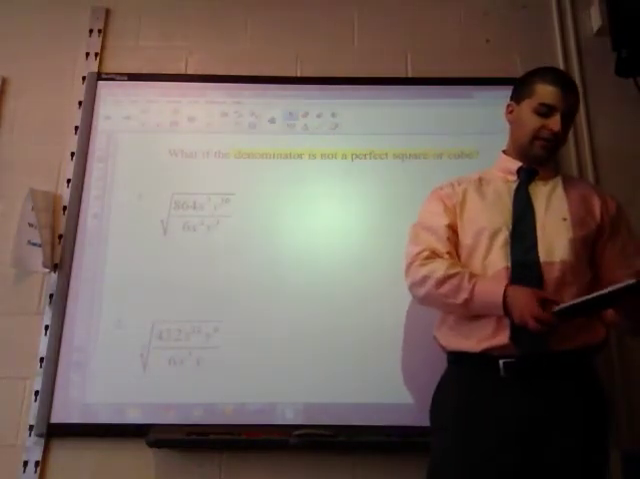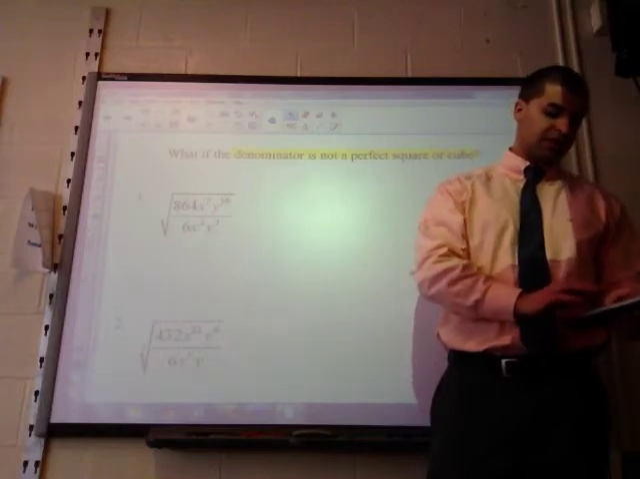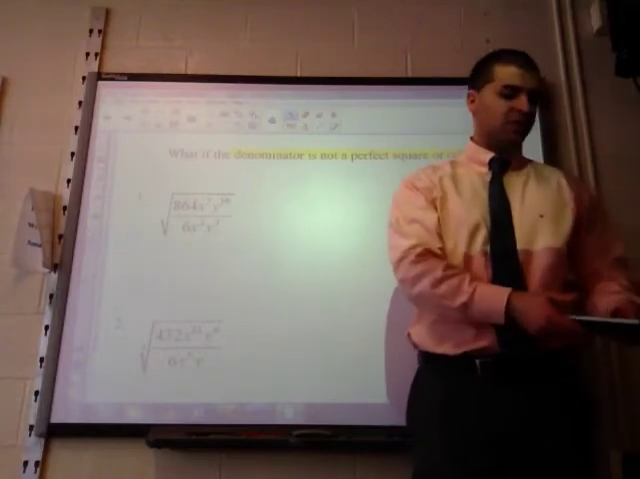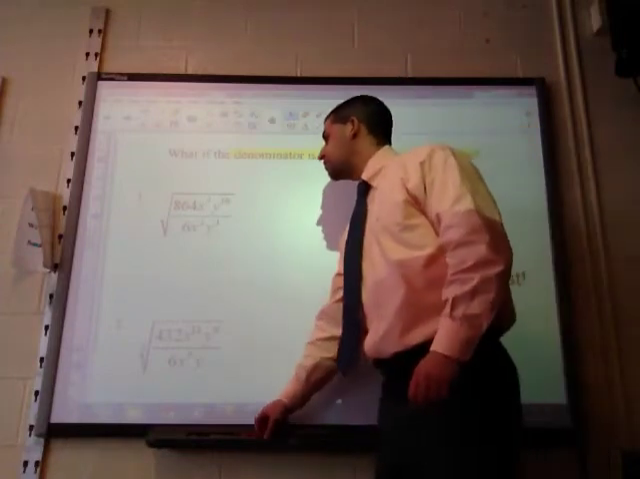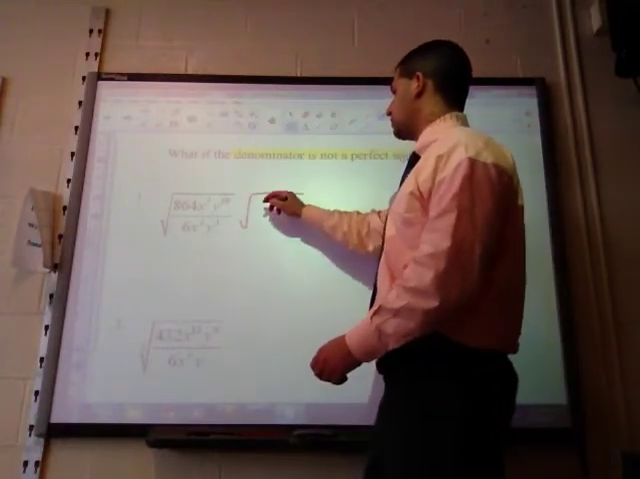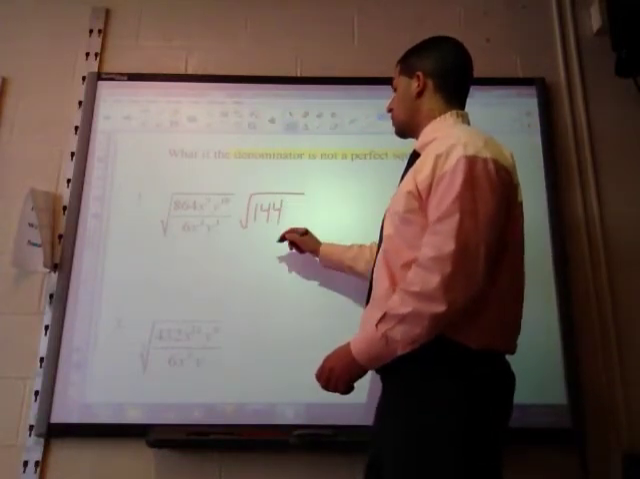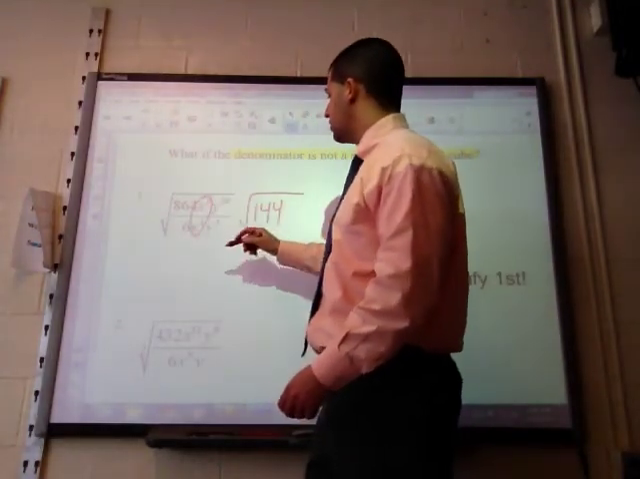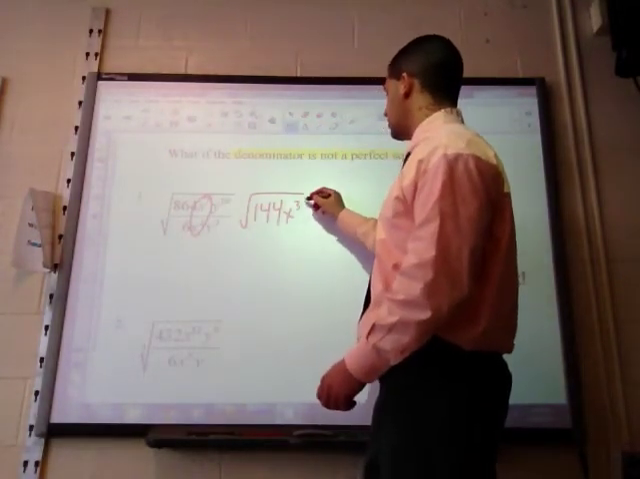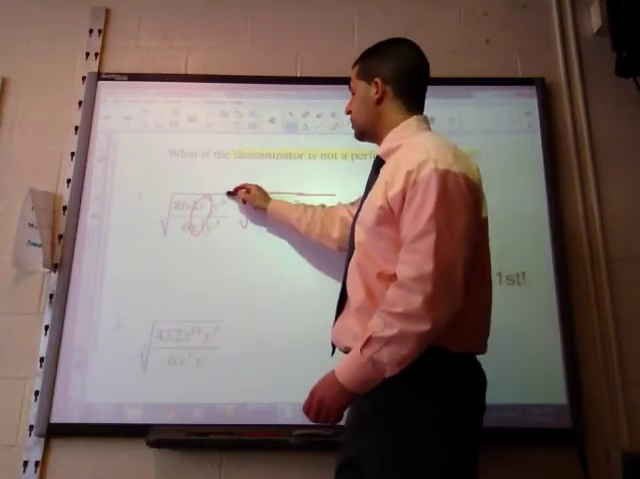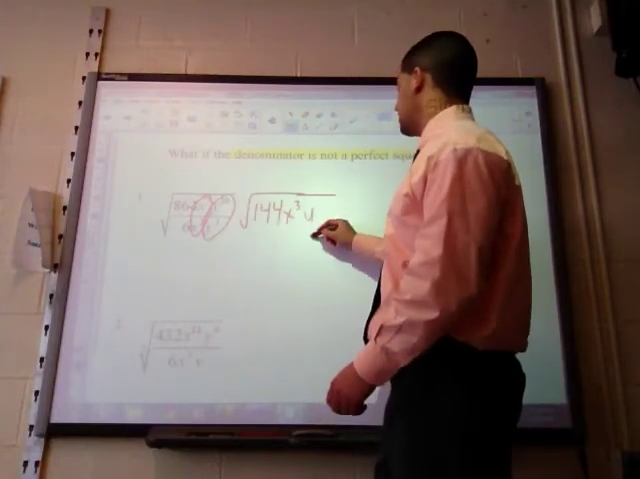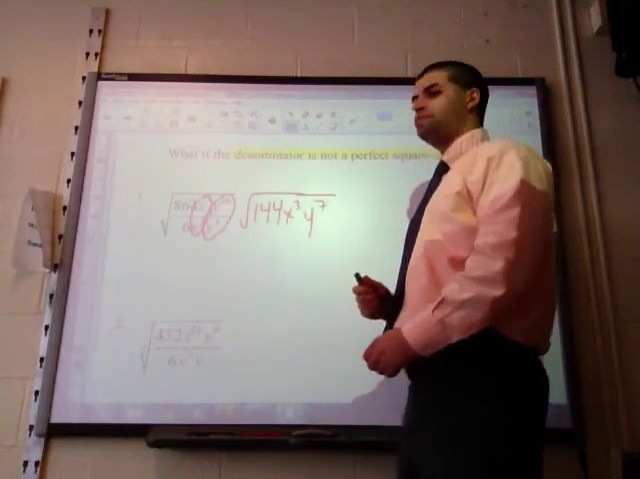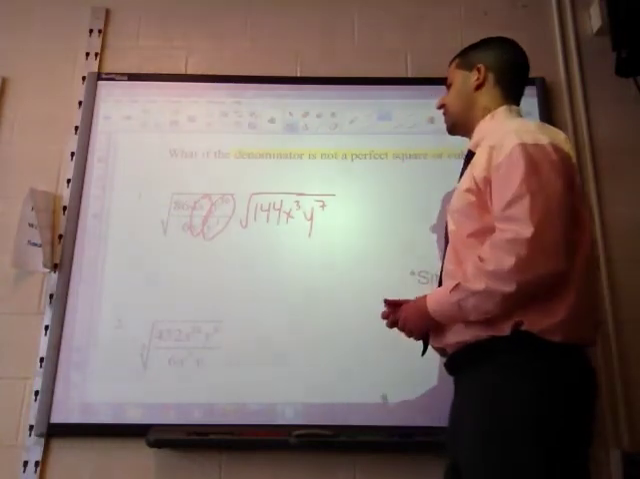So we have 864 divided by 6, which is 144, which is nice because we know it's a perfect square. Quotient rule between the x's gives us x to the 3rd, right? 5 minus 2. Between the y's is y to the 7th, 10 minus 3. Now we can simplify this.